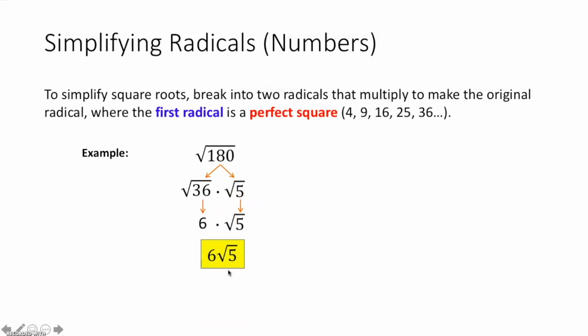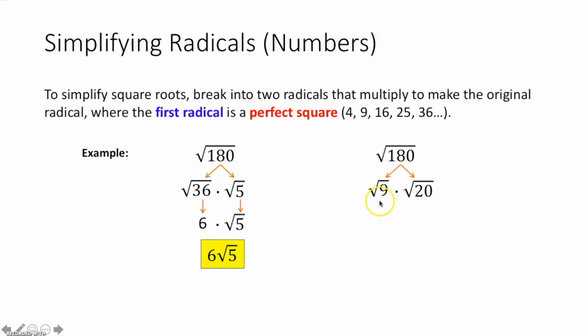Now, I know what most of you probably did. You were like, oh, 180, I know 9 goes into that, right? Well, you could have done that also. So if I broke this down into two radicals that multiply together to make rad 180, and the first one has to be a perfect square, so 9, because we know 9 goes into 18, right? So the square root of 9 times the square root of 20.